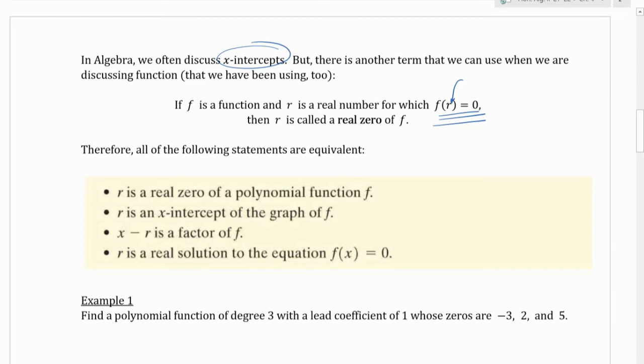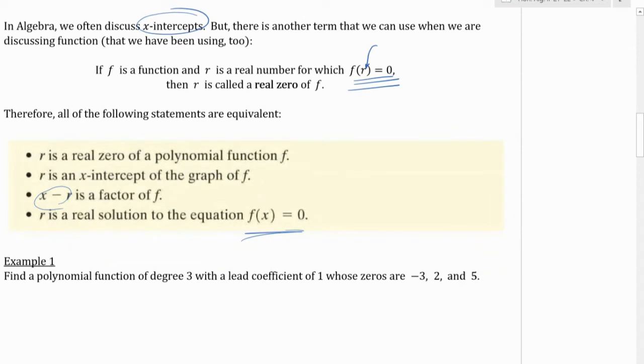Okay. So the r, whatever it is, is a 0. R is also an x-intercept when you graph it. x minus r is a factor, and r is a solution to what x is. Let's say you just had this function right here, 3x minus 9. If I asked you what's the 0, you'd be figuring out what makes 3x minus 9 equal 0. It'd be 3, because f of 3 would equal 0. If they said, what's an x-intercept? Then you would just say it's 3.